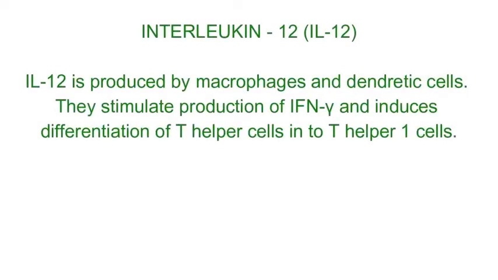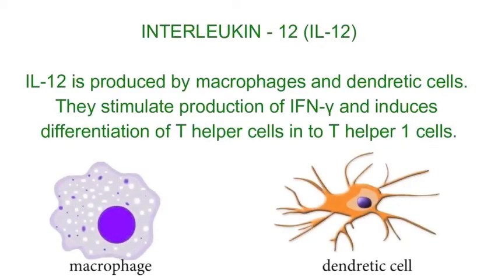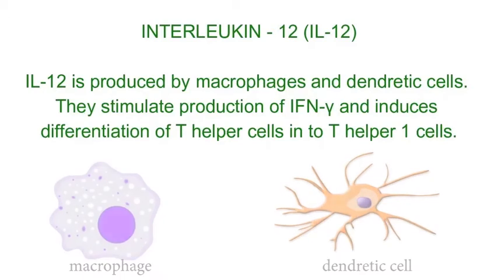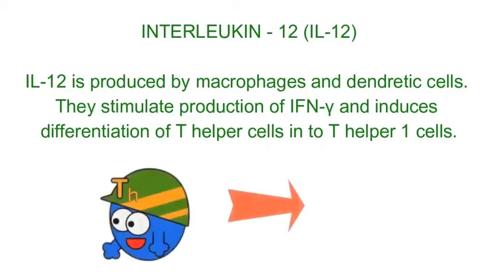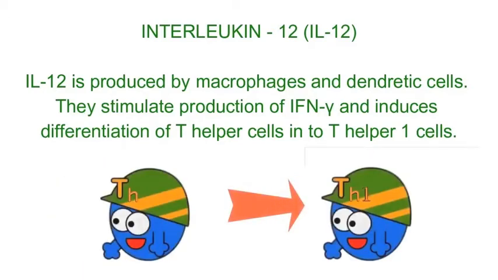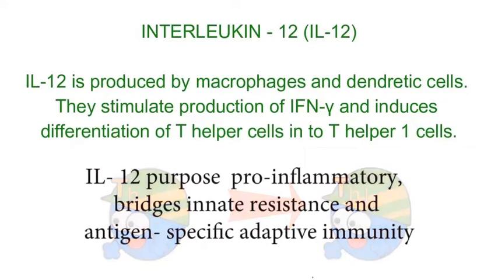Interleukin 12. Interleukin 12 is produced by macrophages and dendritic cells. They stimulate production of interferon gamma, which is a cytokine important in allergic responses, and induces differentiation of T helper cells into T helper 1 cells, which can stimulate the growth and function of T cells. Interleukin 12 purpose, pro-inflammatory, bridges innate resistance and antigen-specific adaptive immunity.